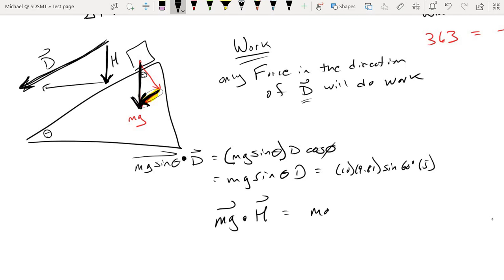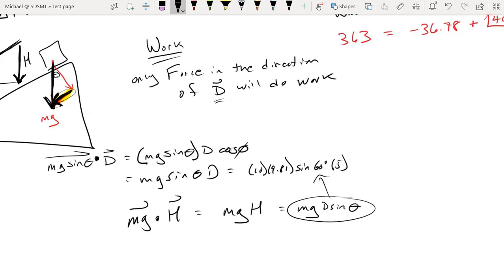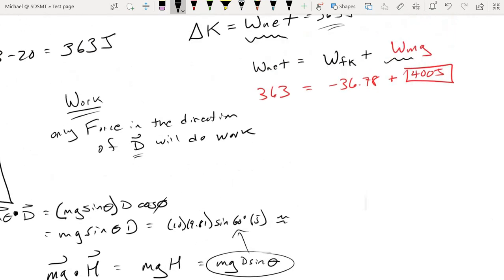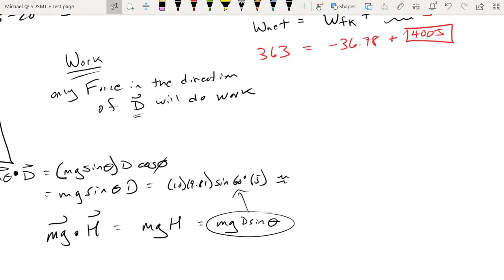In that case, both mg and h are pointing in the same direction, so we get mgh. But h was equal to d sine theta, so we're getting the exact same thing as what we got up here. And like I said, my answer is off a little bit because of some rounding that I've been doing along the way. That's my fault, but this will work.